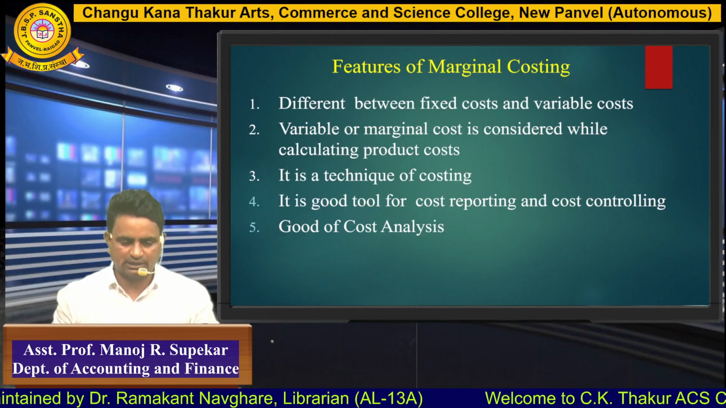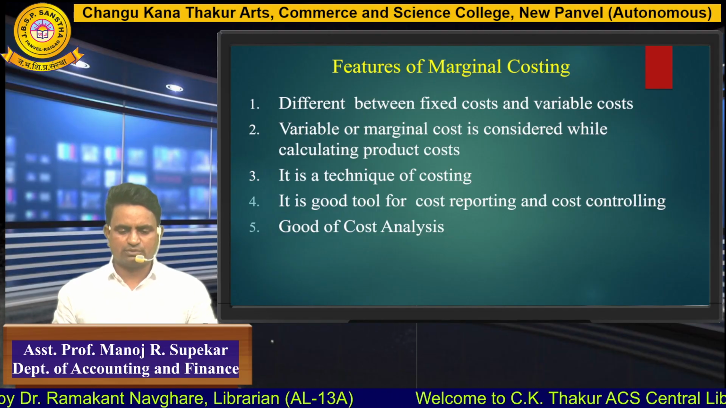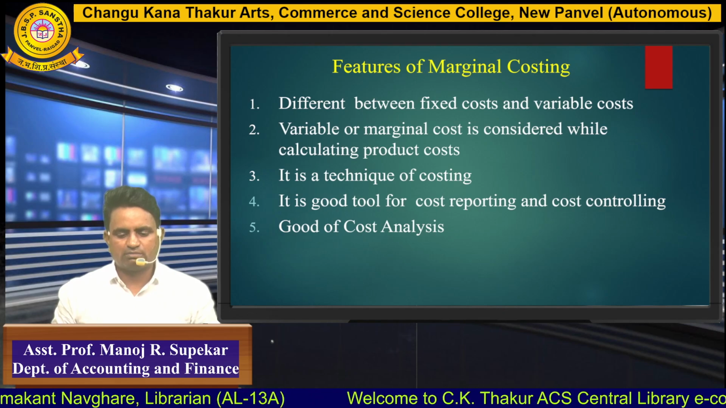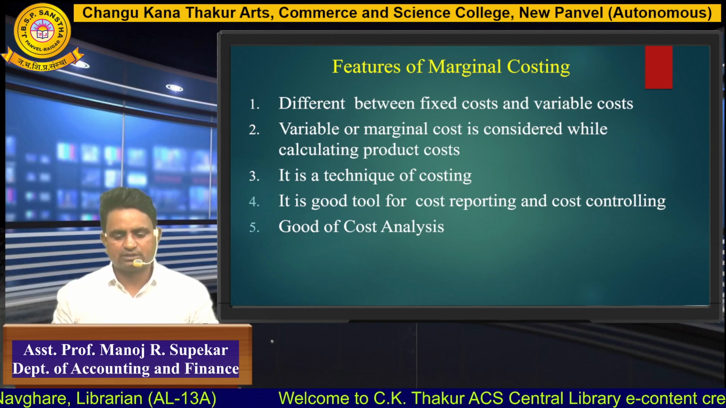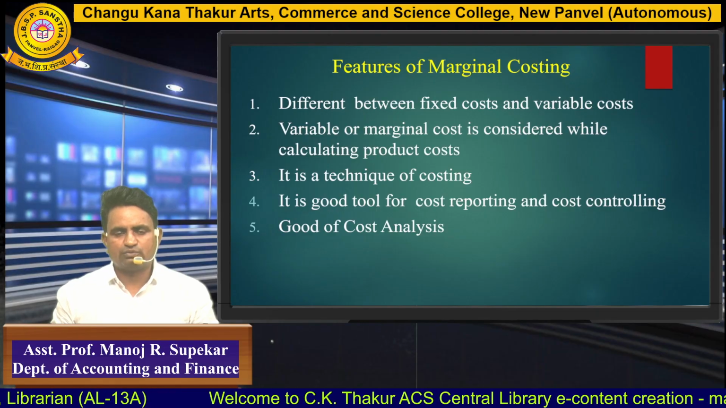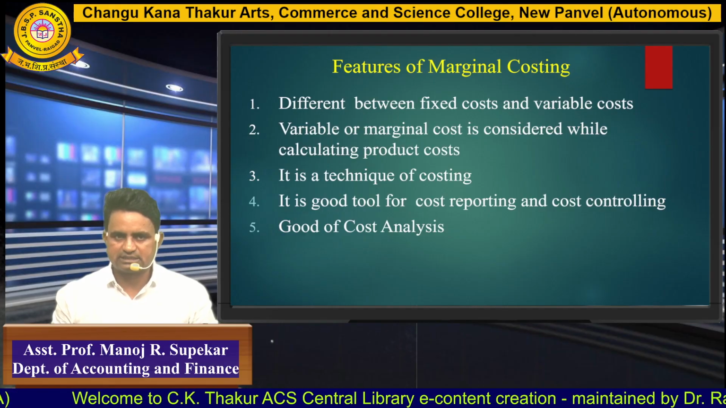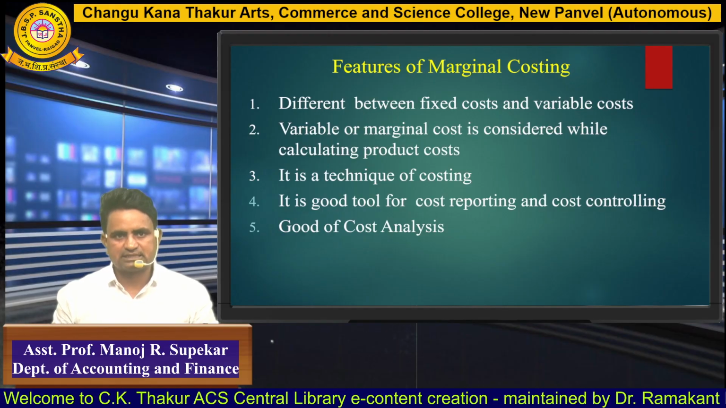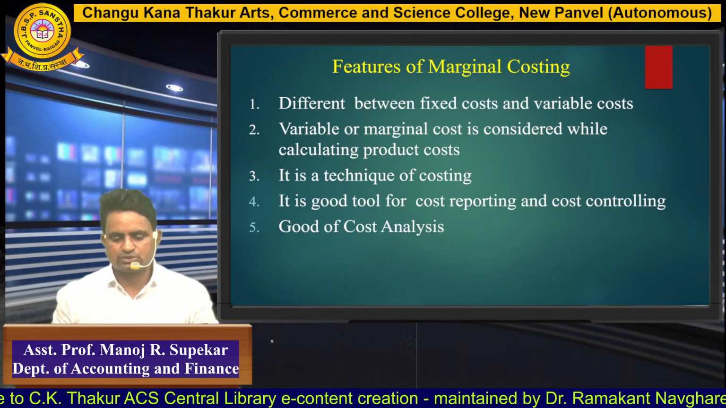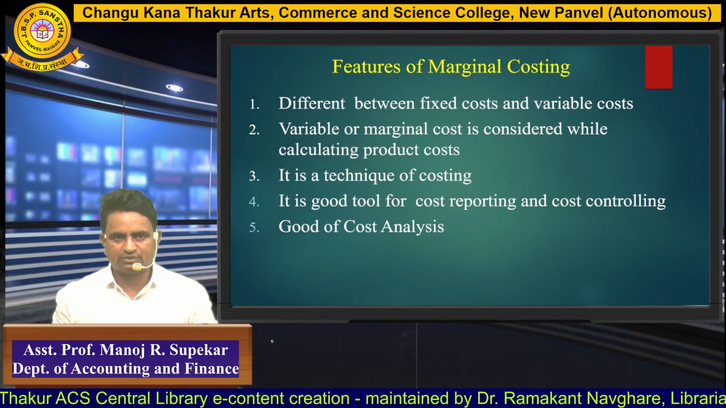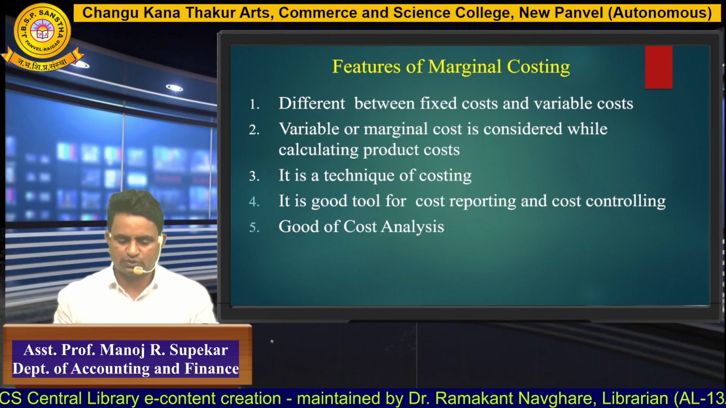Now, the second important feature of marginal costing is that variable or marginal cost is considered while calculating the product cost. Obviously, when we want to finalize the final product cost, variable cost, or you can say marginal cost, is considered separately, as well as fixed cost is also considered separately. So this is a very significant feature of this technique of costing.